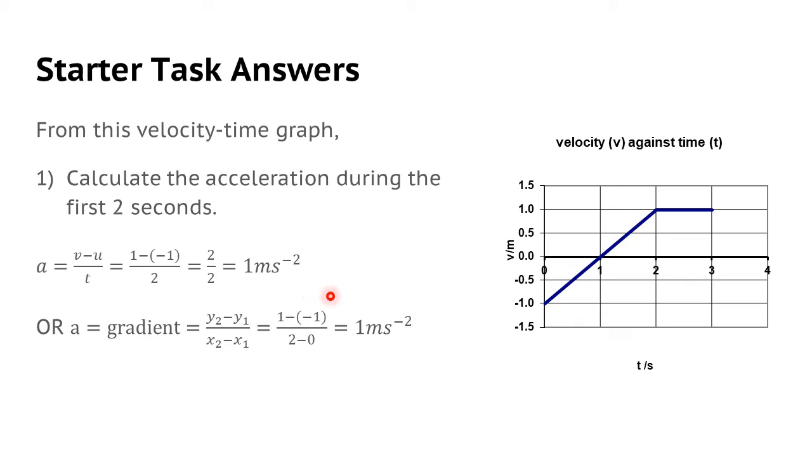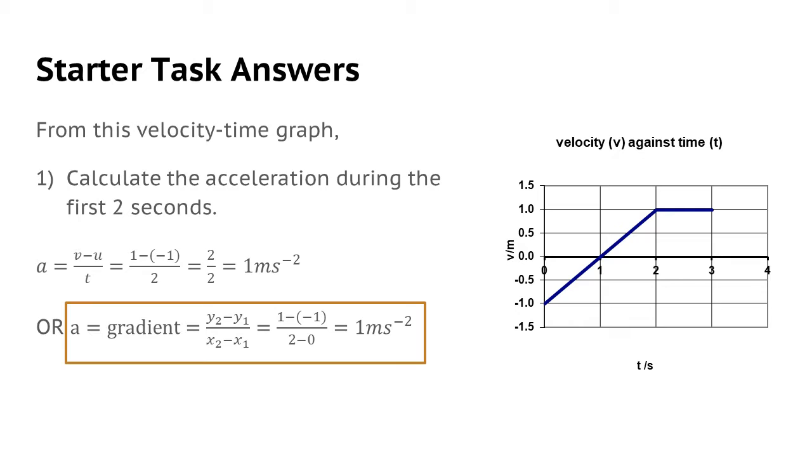Again, putting these coordinates into here, the difference in the y's, you've got to make sure you get them the right way around. It's 1 minus negative 1, same as we had above. And then the difference in the x's is 2 minus 0. 2 seconds take away 0 seconds. And again, that gives you the same answer. The reason I'm pointing this out is because the gradient method is really one that we're going to be using most often at higher.